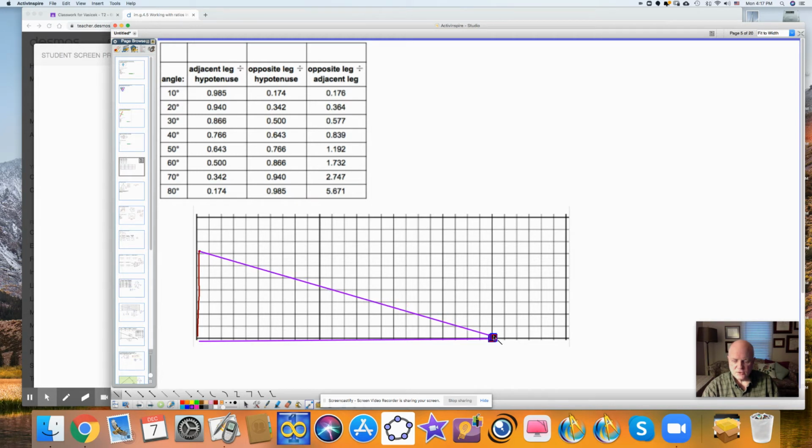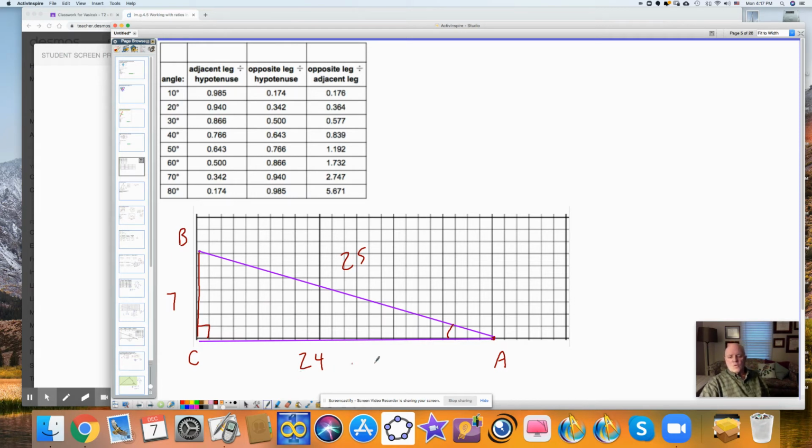This would be a 7, 24, 25. And I can label the sides: 7, 24, 25. The smallest angle we'll label A, this angle. This is C, the right angle. This other angle is B. Now, from the perspective of angle A, the 7 is the opposite side. From B, 24 would be the opposite. But from A, 24 is the adjacent leg, and 25 is the hypotenuse.